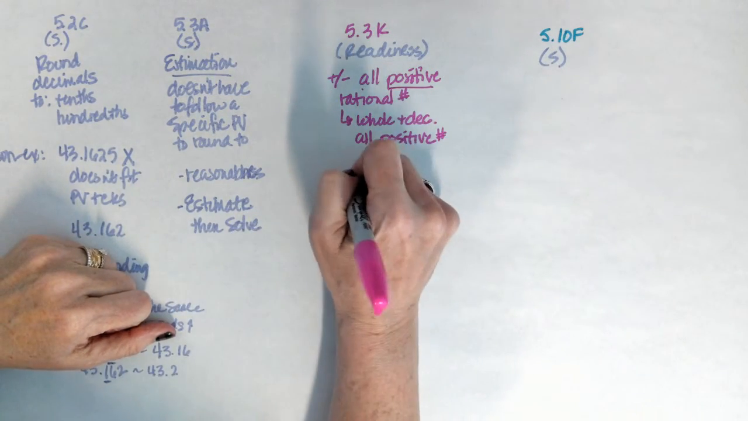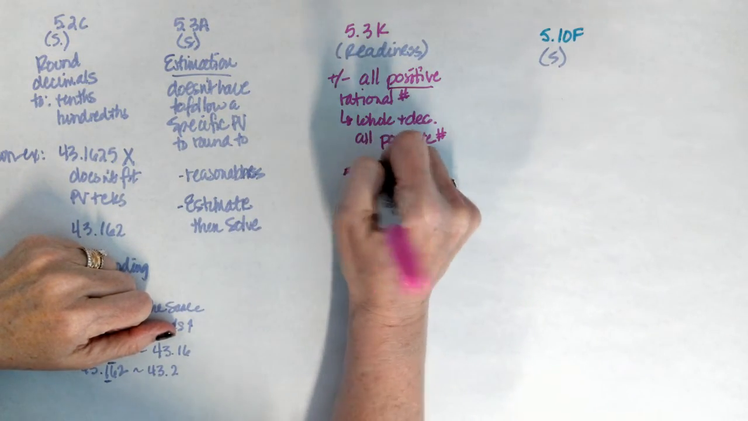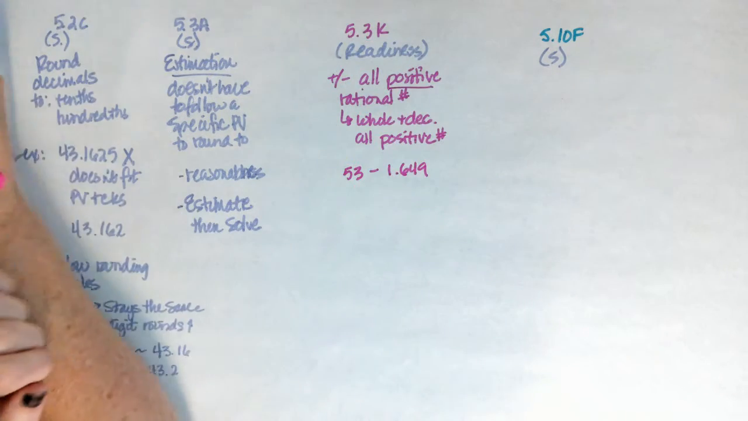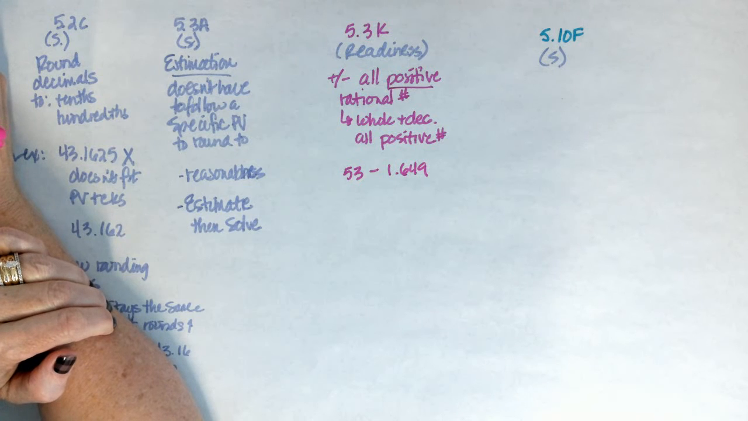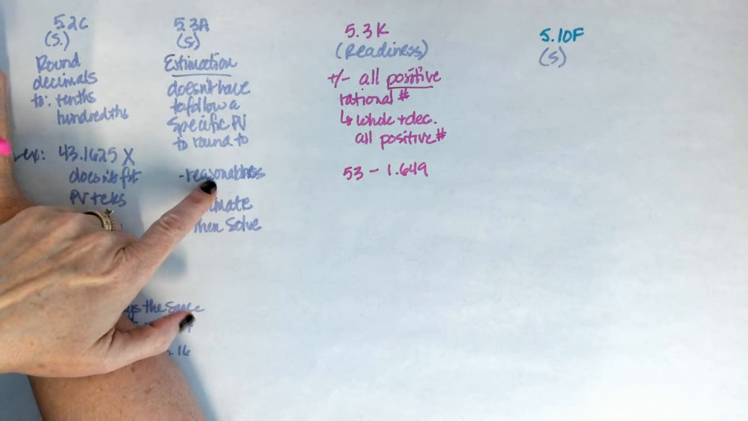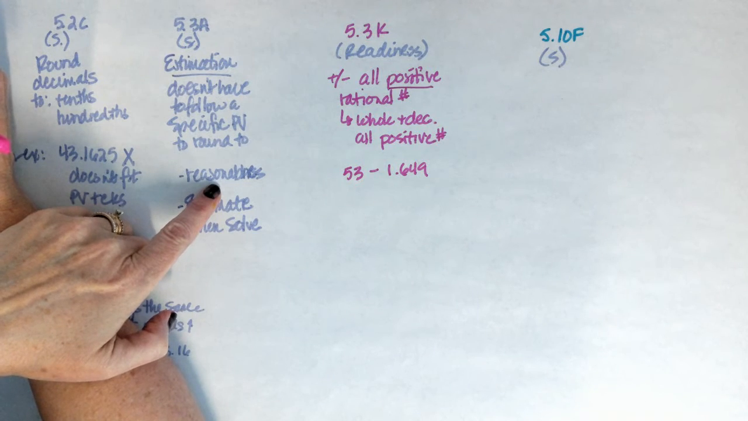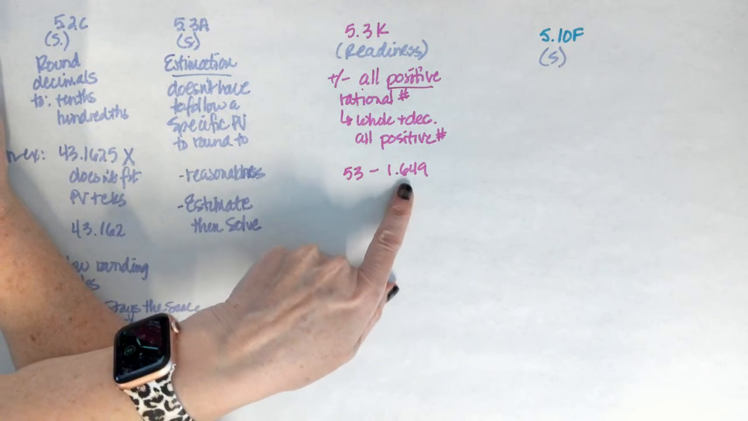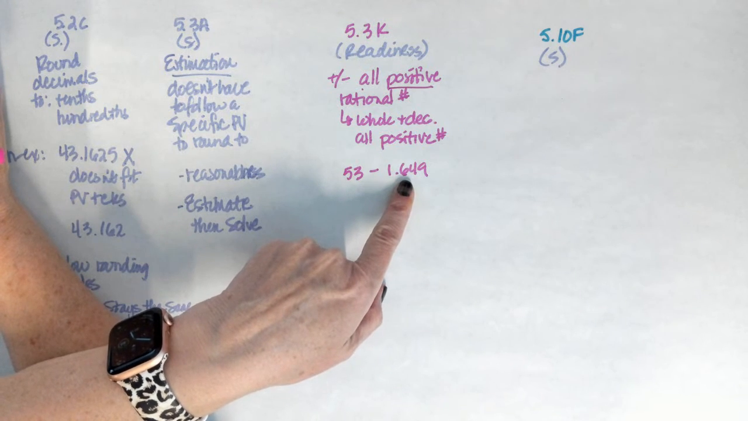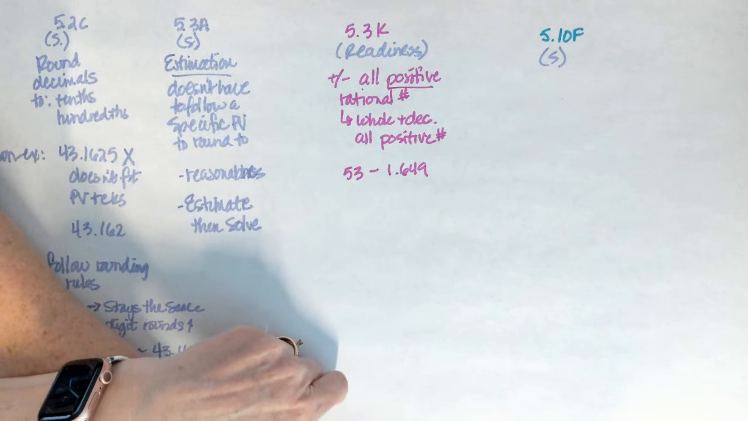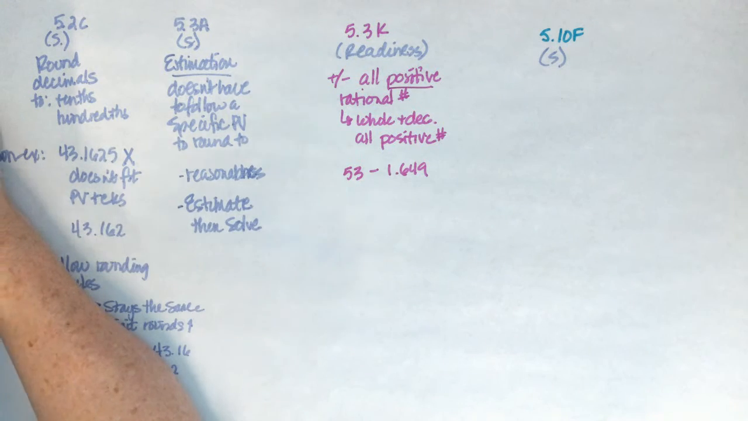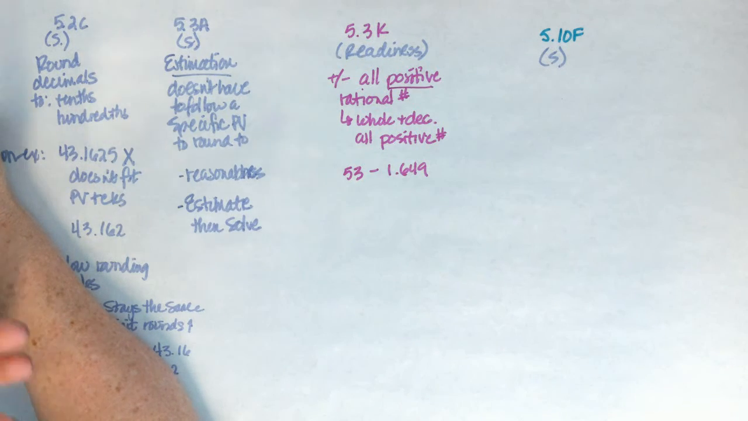If I'm asking students to subtract 53 minus 1 and 649 thousandths, I need to think about reasonableness before I start solving. So I would have that conversation with kids. What is this close to? Well, it's close to 2. What's 53 minus 2? Well, 53 minus 2 is 51. So my answer should be in the ballpark of 51.